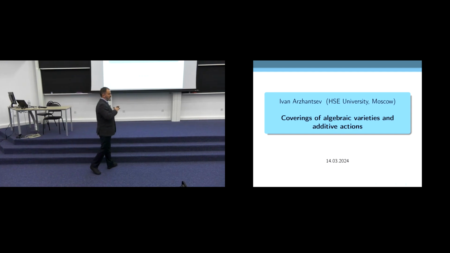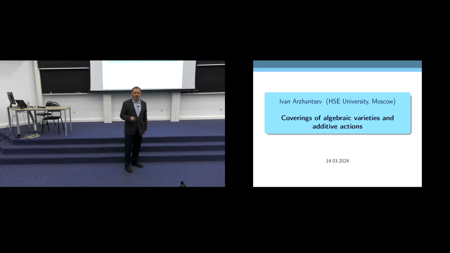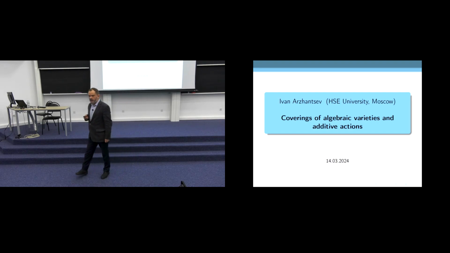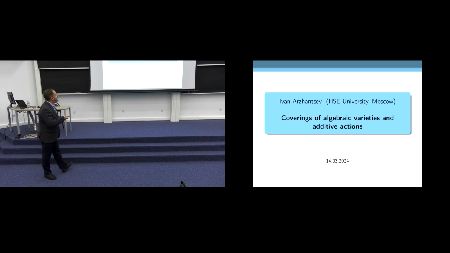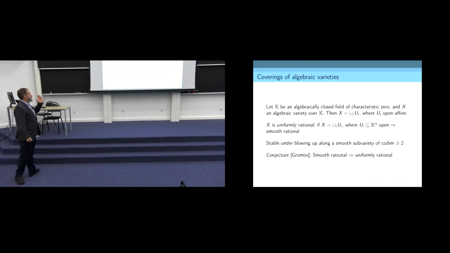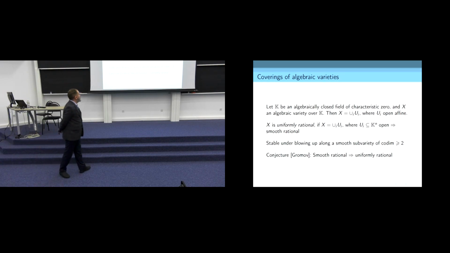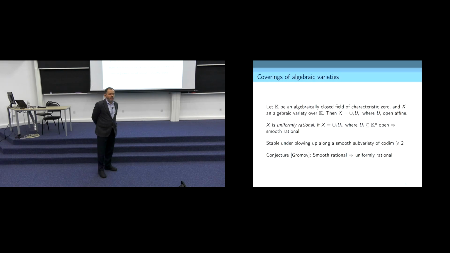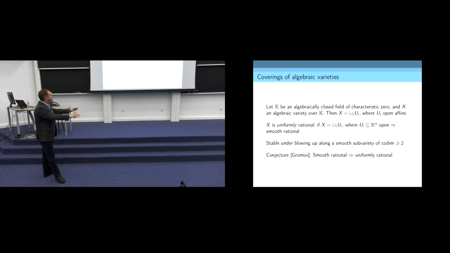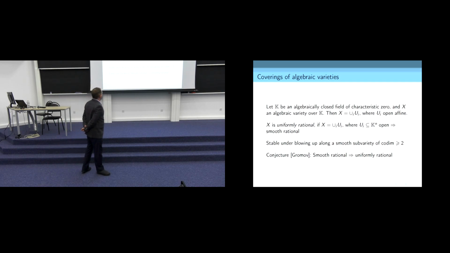But I would like to start from some general picture, from this covering of algebraic varieties, just as some motivation for additive actions. My ground field will always be an algebraically closed field of characteristic 0. I consider an arbitrary algebraic variety X. And by definition, any algebraic variety is glued from open affine charts. So there are some open affine subsets, and my variety is a union of these subsets.